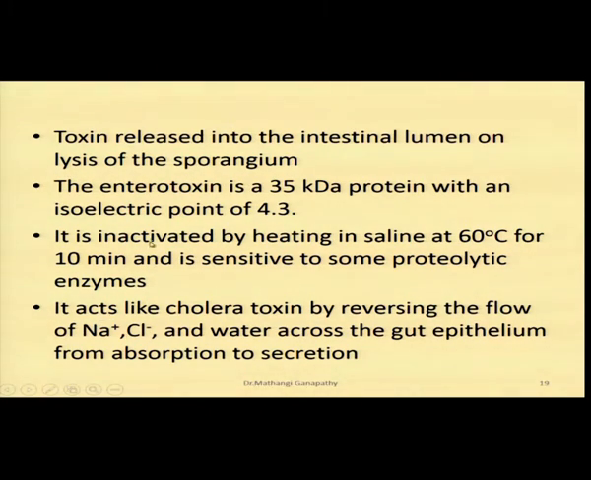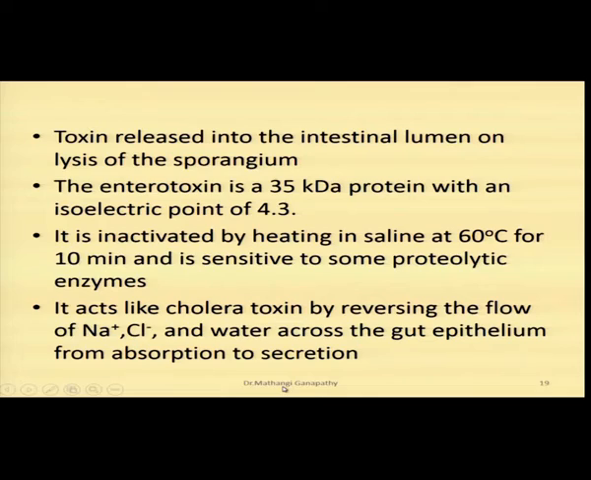So the activity of this enterotoxin is like the cholera toxin. It binds to the intestinal epithelial cells. It reverses the flow of sodium, chloride and water across the gut epithelium from absorption to secretion. So normally the epithelial cells lining the intestinal mucosa are capable of absorption. But here, because of the binding of the toxin to the epithelial mucosa, the ionic flow is reversed, causing water to flow out into the intestine, causing the onset of diarrhea.